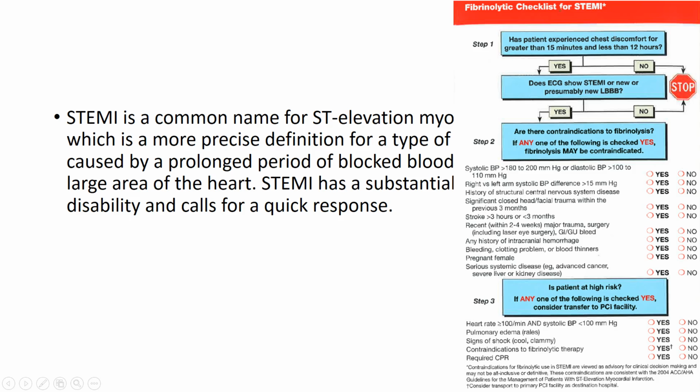The stroke greater than 3 hours or less than 3 months. So basically, if they had a stroke in the past 3 months. So that's another thing. Next one here is recent, within the last 2 to 4 weeks, major trauma surgery, including laser eye surgery. Wow, so basically any surgery within the last 2 to 4 weeks. Any history of intracranial hemorrhage, bleeding, clotting problem, blood thinners, or are they pregnant? That'd be bad. Serious systemic disease, such as advanced cancer, or severe liver or kidney disease. Any of these sorts of things.